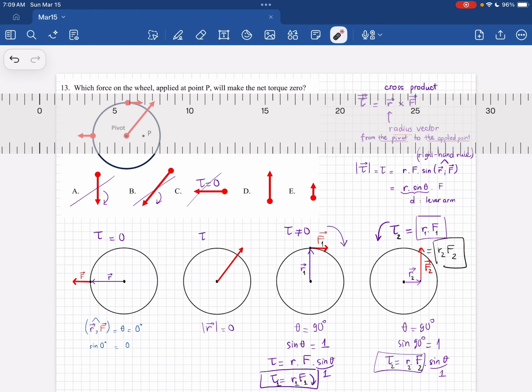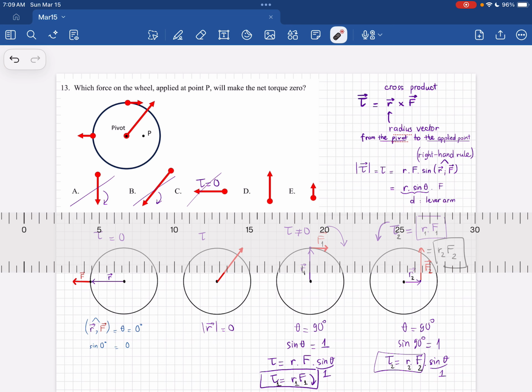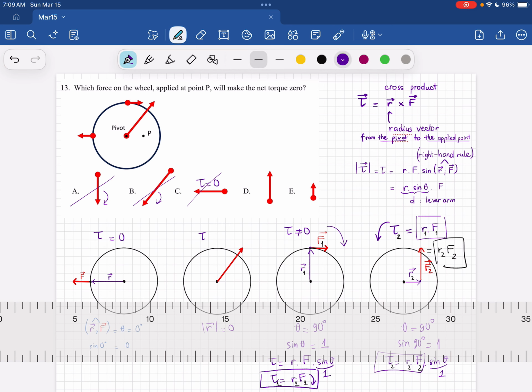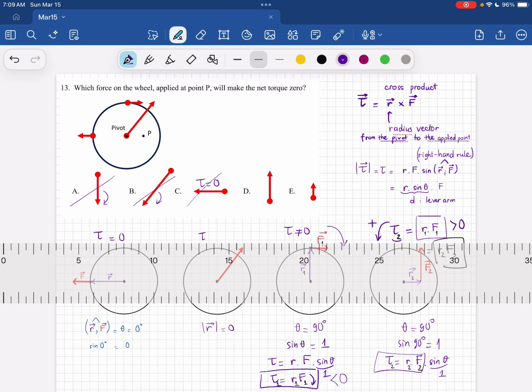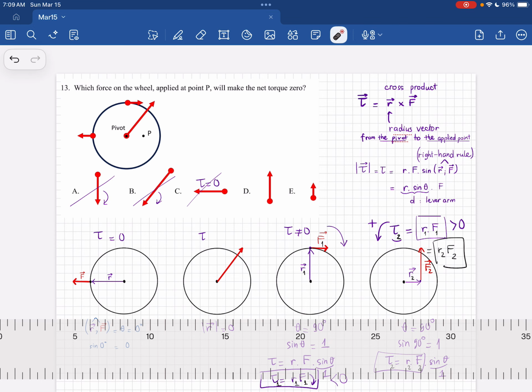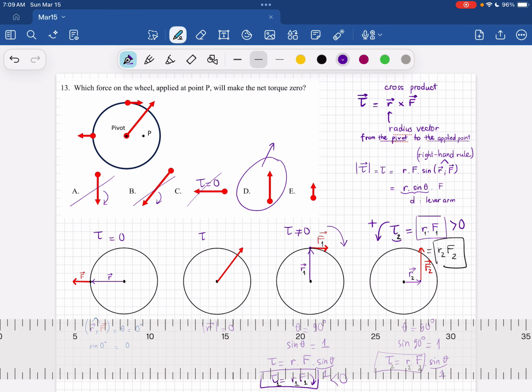So what we see is that one helps us rotate clockwise, the other helps us rotate counterclockwise. So if we add them together, we can have the torque equal to 0. Or we can also apply some algebraic values here. If we say rotating counterclockwise is positive, then the algebraic value of torque 2 should be greater than 0. The torque 1 should be less than 0. So when we add them together, they make the net torque 0. So the final answer is D. Okay, so this is the answer.